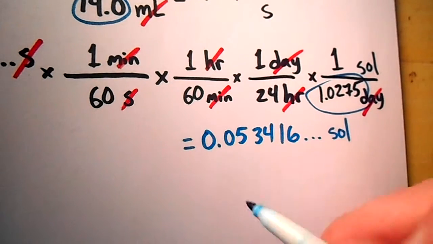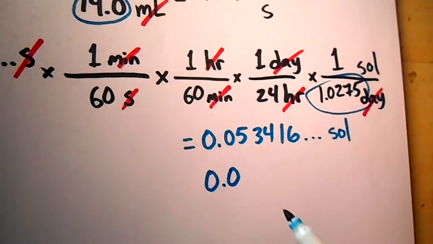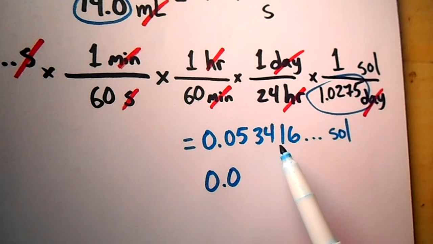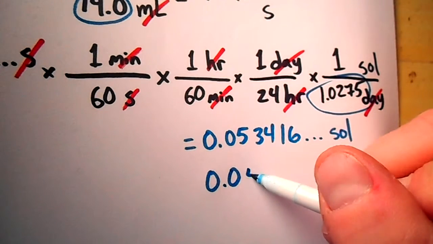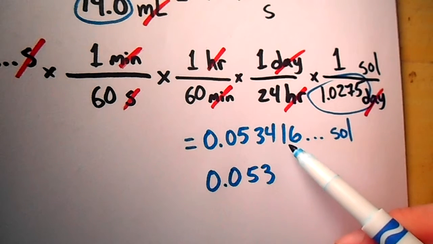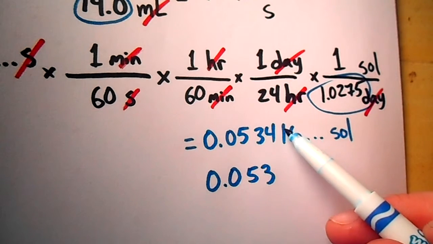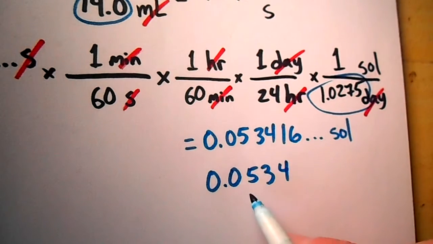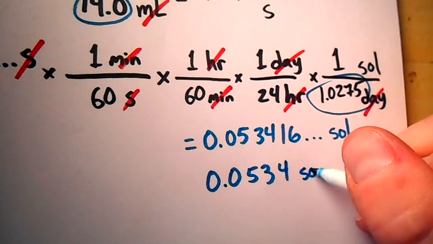So 0.0, those are just placeholders. Those aren't significant figures. The 5, the 3, and the 4 are. We want to write at least the 5 and the 3. Then for the 4, we look and see that, yep, that 1 is not 5 or greater. So we're just going to cut that off. We're going to say it's 0.0534 Martian souls.